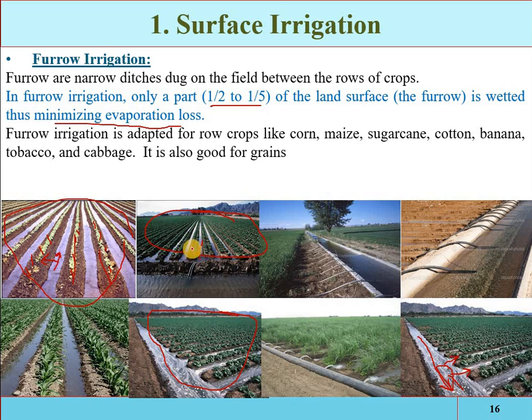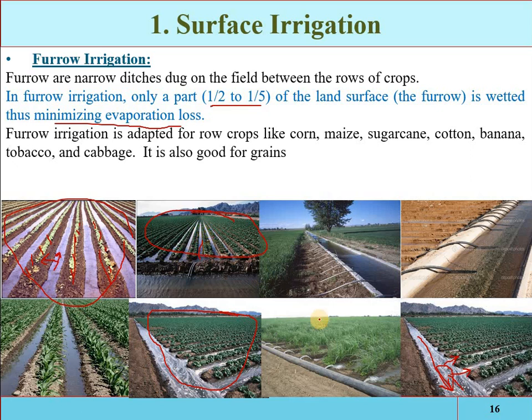Mostly the length of the furrow will be from 3 meters to 500 meters. Again, that will depend on the topography, the type of crops, the type of soil, and the climatic condition. So the length will vary from 3 meters to 500 meters, but the standard or recommended length for each furrow is from 100 to 200 meters.